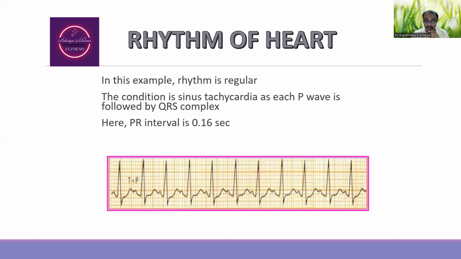So when you think about this particular example, the rhythm is again regular, whereas the condition is termed as: P wave is present for every QRS complex, PR interval is constant, QRS interval is constant, QT interval is constant, and heart rate is 150 beats per minute. It's a case of tachycardia. As the P wave is present for every QRS complex, this is termed as sinus tachycardia.